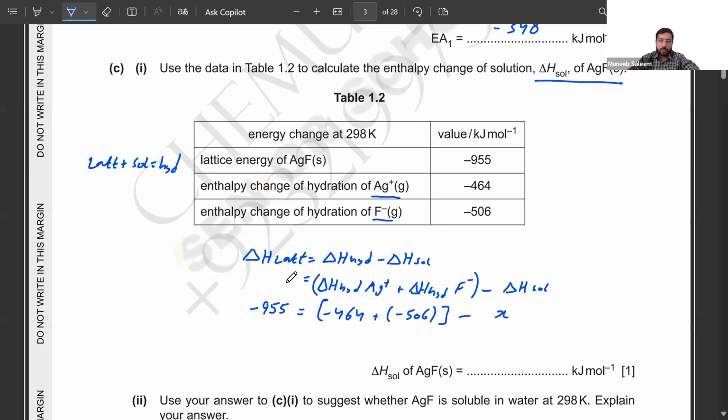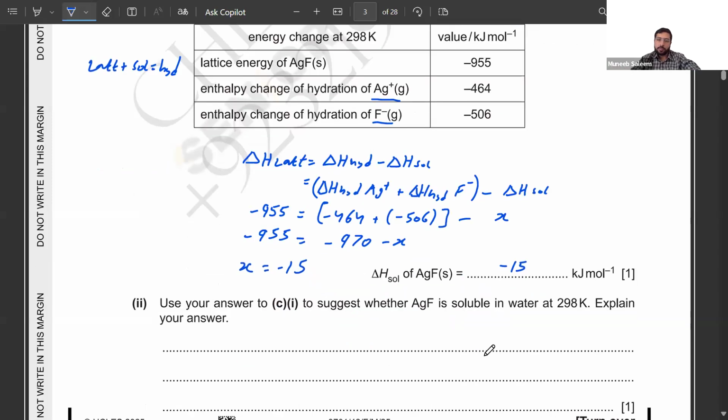Now you do the calculation part here. The minus 464 and minus 506 will become minus 970 minus x, and this is minus 955. So the value of x will become minus 15. So that's the answer, minus 15 kilojoule per mole.